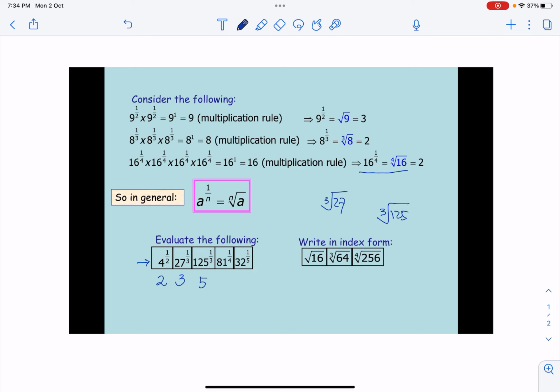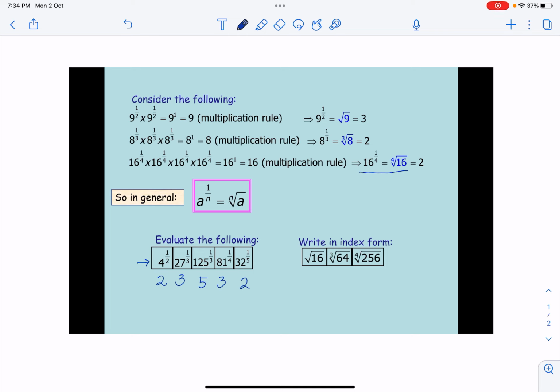Similarly, 81 power a quarter means the fourth root of 81. So something times something times something times something equals 81. Answer is 3. Similarly, you could probably infer that the fifth root of 32 is 2. 2 times 2 times 2 times 2 times 2 equals 32.